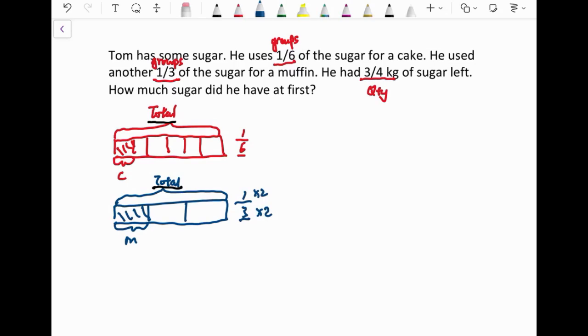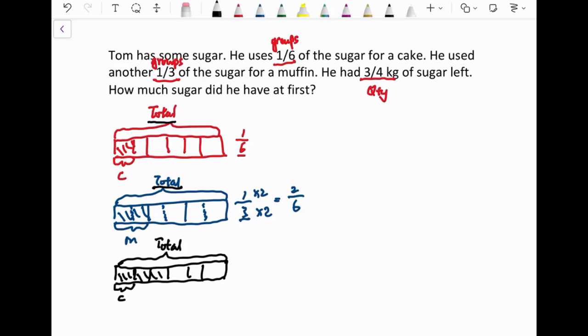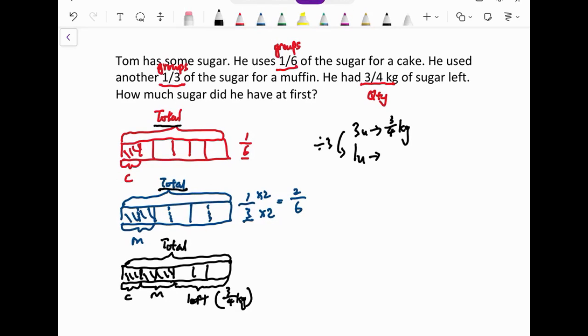So to allow us to compare these groups, let's make them the same size. We can see that he used 1 group for the cake and 2 groups for the muffins. This means that he had 3 groups left, which is 3/4 kg. Find 1 group by dividing by 3 and then multiply by 6 to find 6 groups.